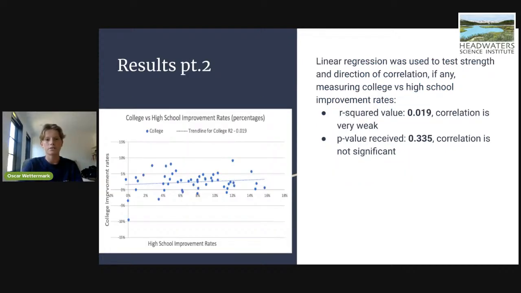Okay, results part 2. For the other graph, we used linear regression to test strength and direction of correlation, if any, and we did college versus high school improvement rates. We got an R-squared value of 0.019, which is very low, meaning that the correlation is very weak, and a p-value of 0.335, meaning that the correlation is not significant.